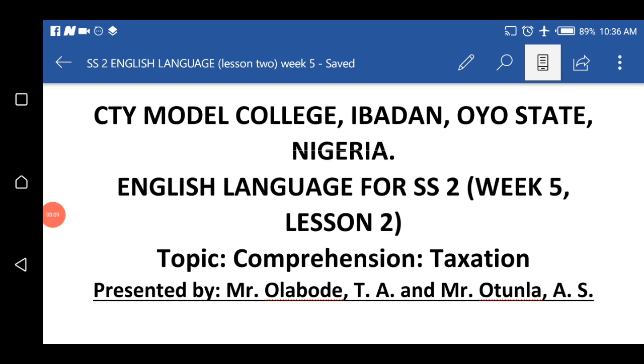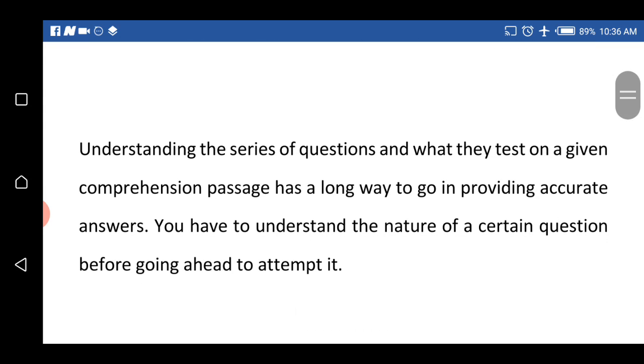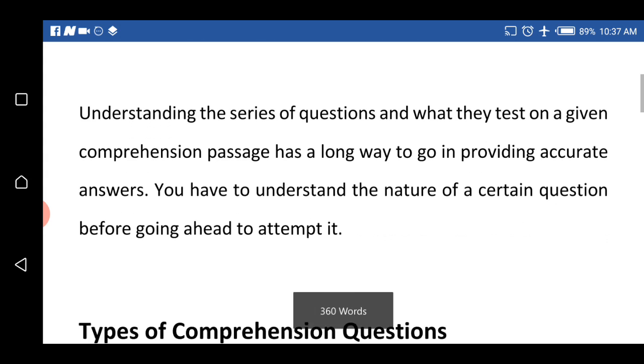Inshallah, we are going to be working with a comprehension passage titled Taxation. But before we go into that, I want us to take note of some things. Understanding the series of questions and what tests on a given comprehension passage has a long way to go in providing accurate answers. You have to understand the nature of a certain question before going ahead to attempt it.